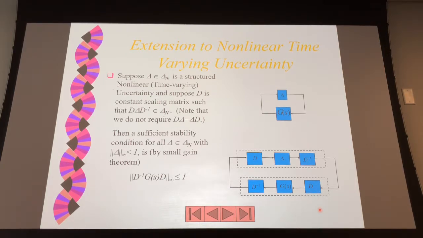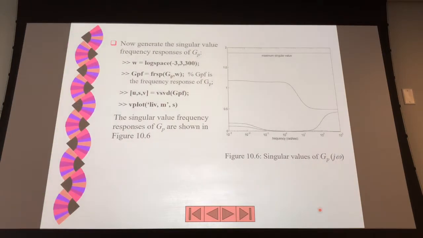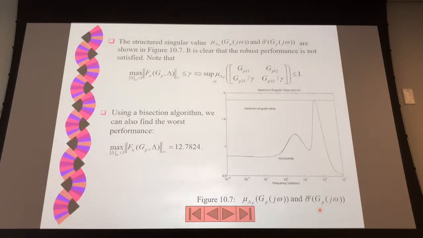There are worked out examples in our textbook for the high maneuvering example. And I'm glad to tell you these are already in the robust control toolbox. Okay. I haven't talked about DK iteration yet, but these are examples you can go through. Let me show you one example here.